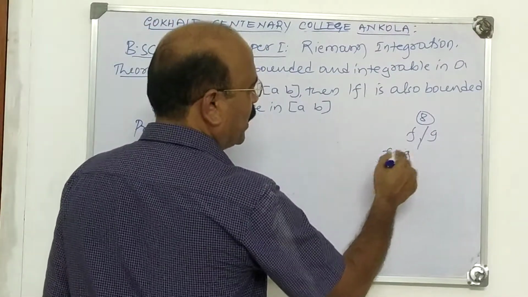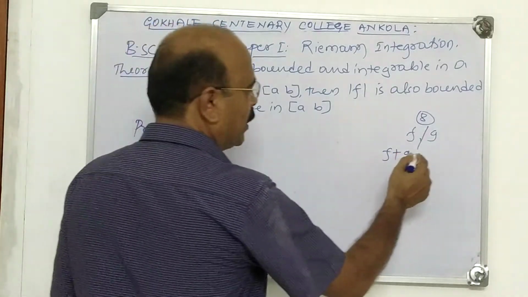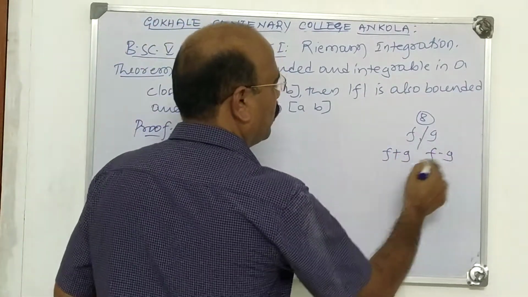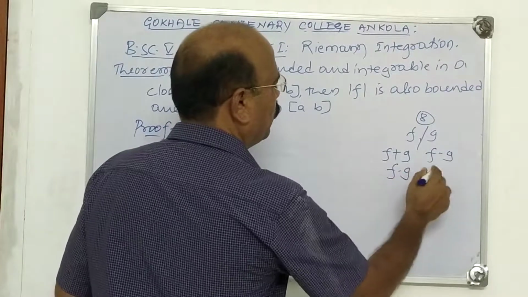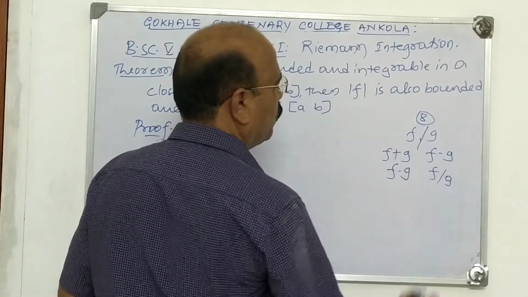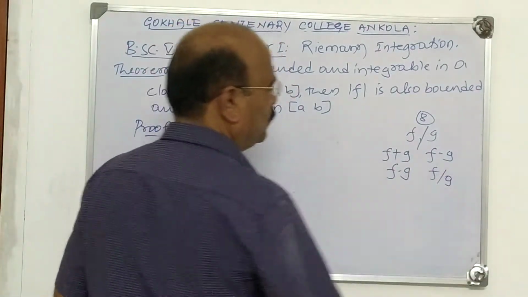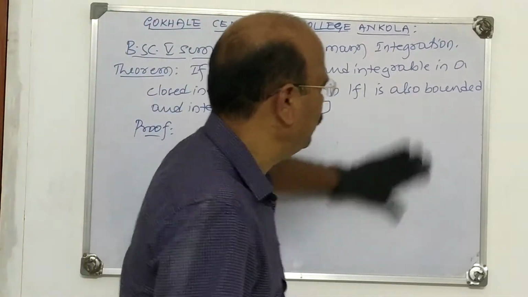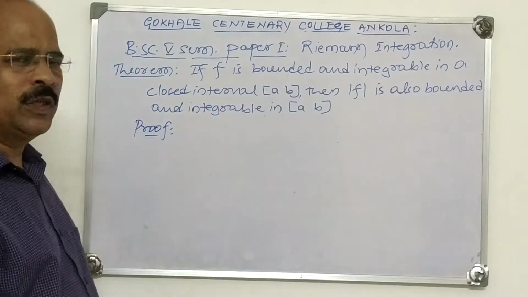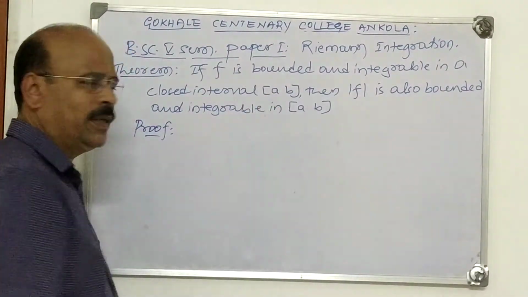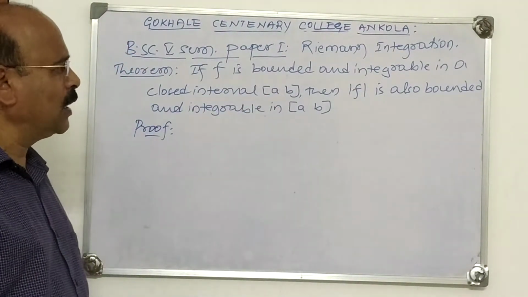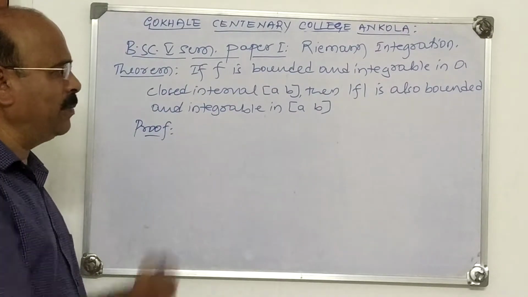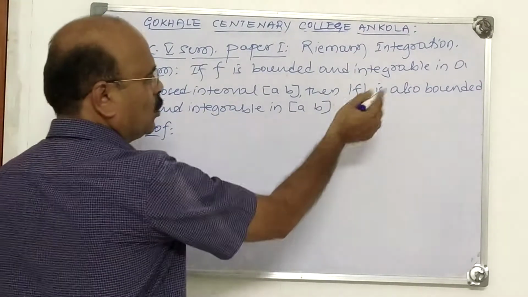If f and g are both bounded and integrable, then f plus g, f minus g, f into g, and f by g are all integrable. Now, the next theorem is: if f is bounded and integrable in a closed interval AB, then mod f is also bounded and integrable in AB. But the converse of this is not true.